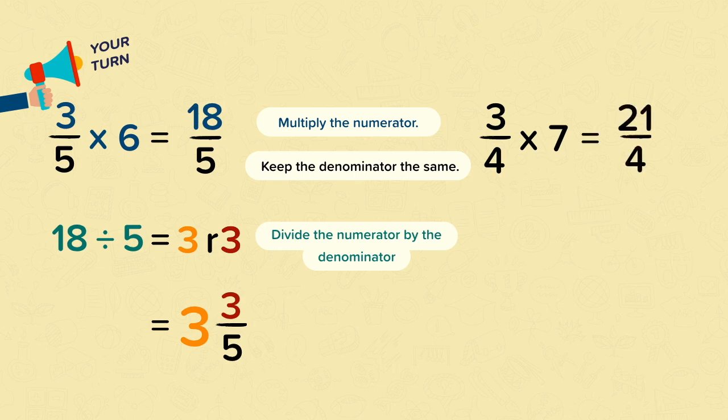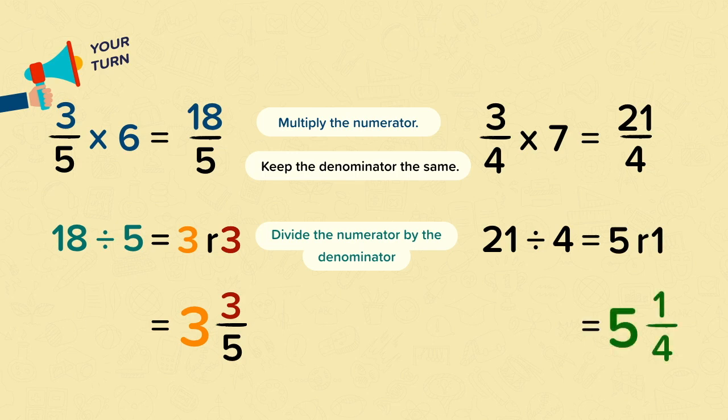You needed to multiply the numerator by 7 and leave the denominator the same, giving an answer of 21/4. This is an improper fraction, so well done if you remembered to convert it to a mixed number by dividing the numerator by the denominator. 21 divided by 4 equals 5 remainder 1, which in turn becomes 5 1/4. 3/4 times 7 equals 5 1/4.